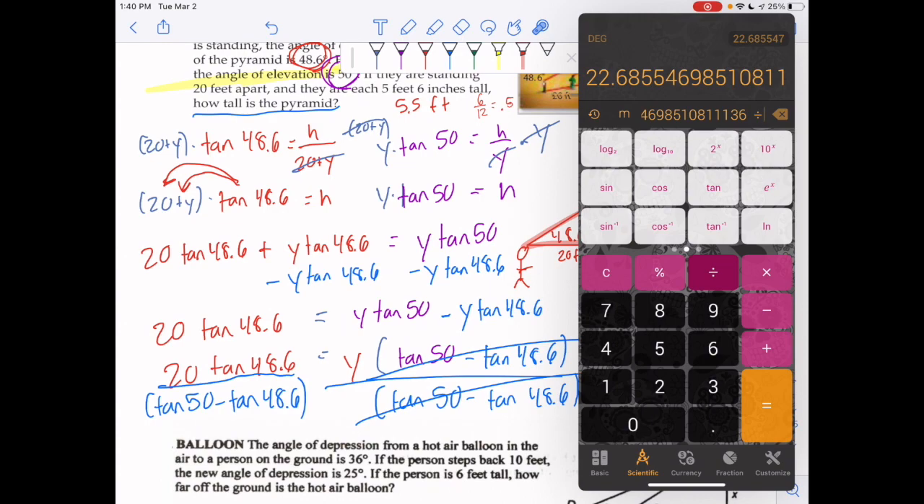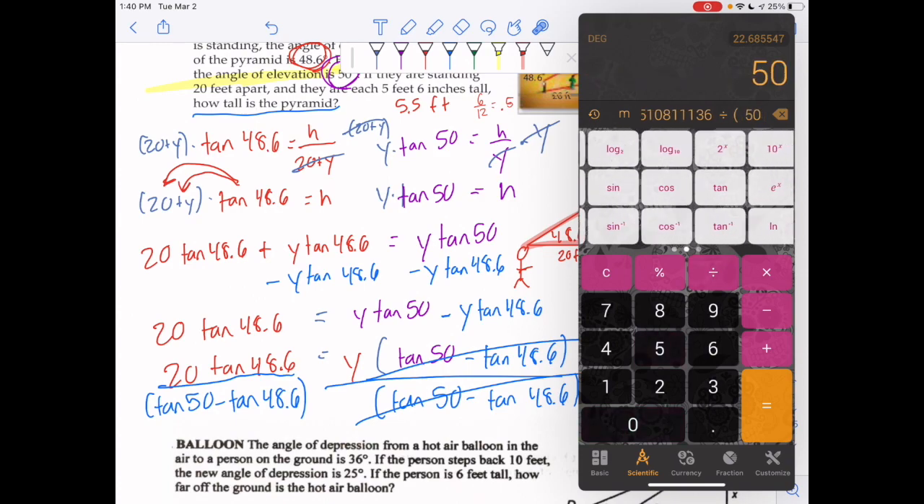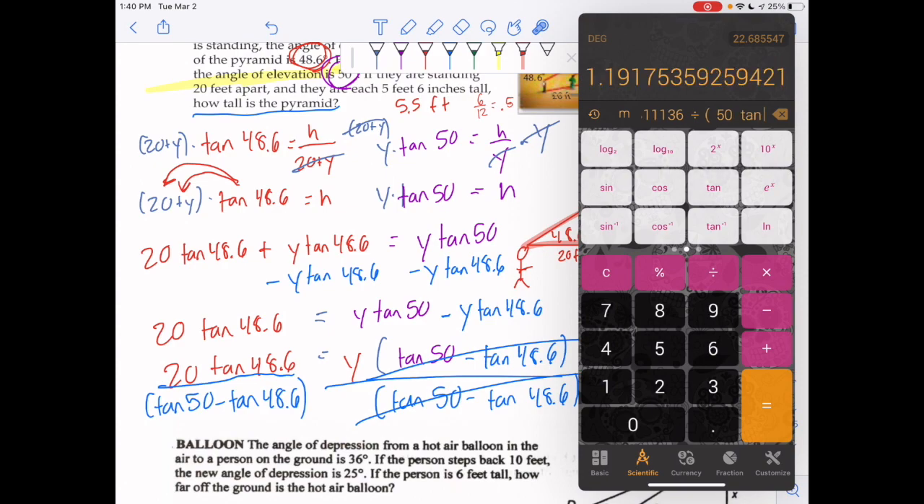You're gonna divide it. Okay, now you have to be careful here. You have to put a parentheses. You divide it by parentheses, 50 tangent, boom, that's 50 tangent, minus 48.6 tangent. And now you need to close that parentheses. Okay, make sure you close the parentheses, then hit equals. 394.694.